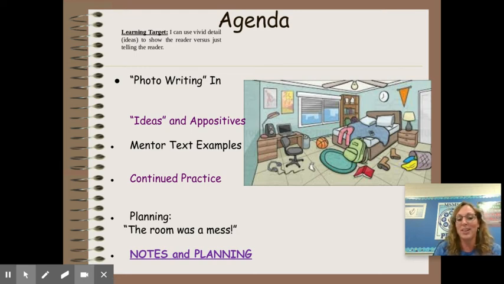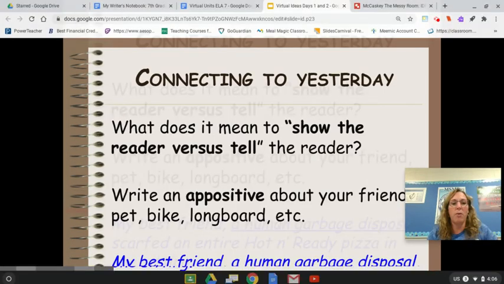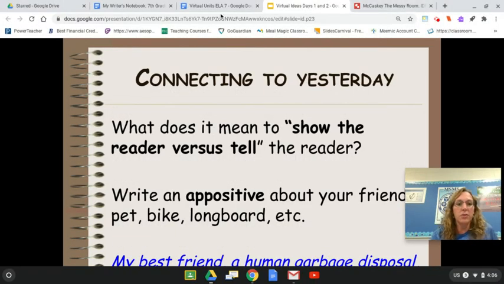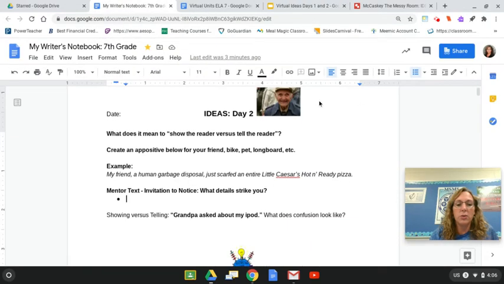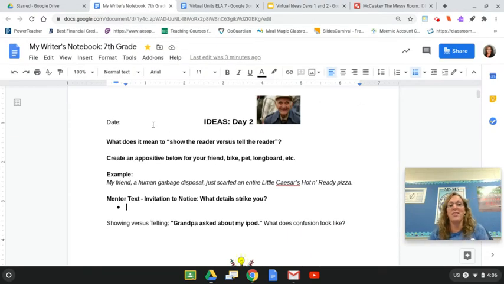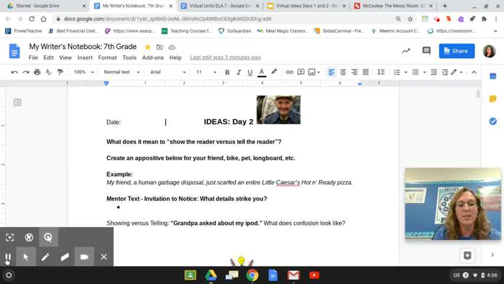This picture is a nice little hint about what you'll be writing about today. So, first off, we're going to start off by opening up our writer's notebook. Right now, I'm going to ask you to go to Google Classroom and open up your writer's notebook. When you get your writer's notebook open, it's going to be that very first entry where it says Ideas Day 2. Go ahead and put today's date right here. And teachers, go ahead and pause. Give students a minute to get that writer's notebook open as we get going.